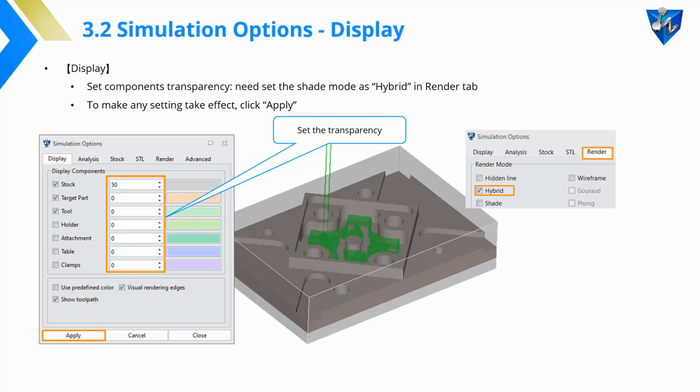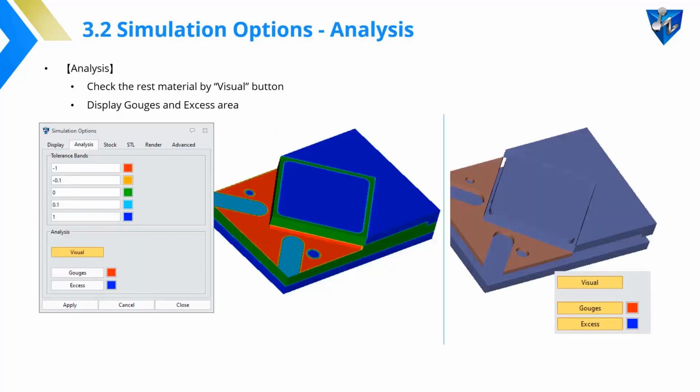We can set the component's transparency so it can be seen clearly during the cut process. To make it work, we need to set the render mode as hybrid in the render tab and click apply button. In the analysis tab, we can set the tolerance bands and click visual to get the result, and click again to cancel the effect. We can also click gouges to show the overcut range and excess to show the left material that we need to remove.